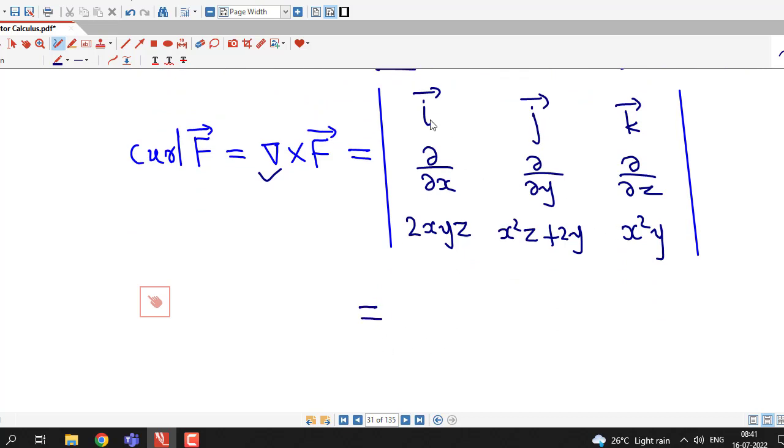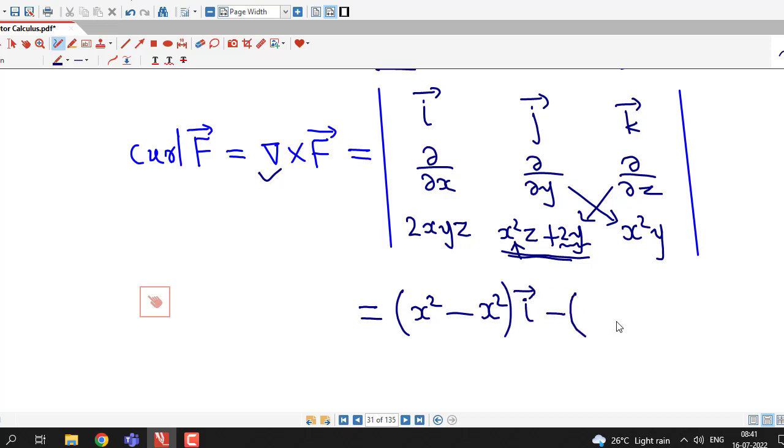This is equal to i times determinant of this matrix: partial derivative of x square y with respect to y, so x square is constant, derivative of y is 1, minus partial derivative of this quantity with respect to z, so we consider x and z as constants, so derivative of 2y is 0 with respect to z, and x square is constant, derivative of z is 1, so this is x square minus x square times i, then minus of something into j.